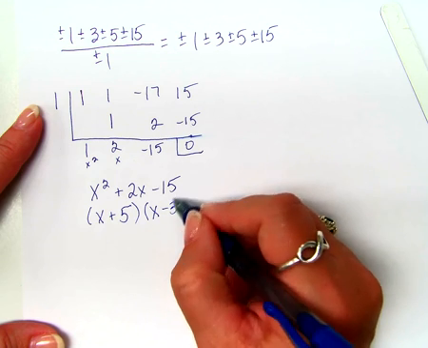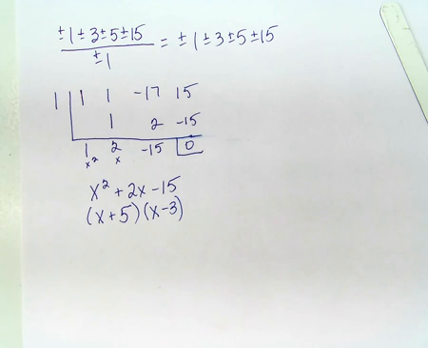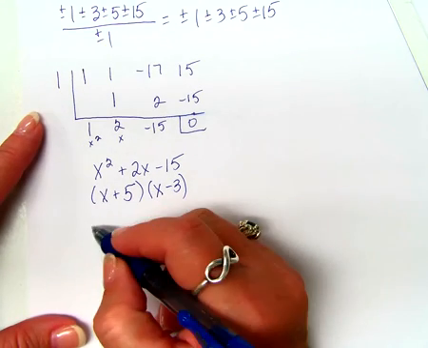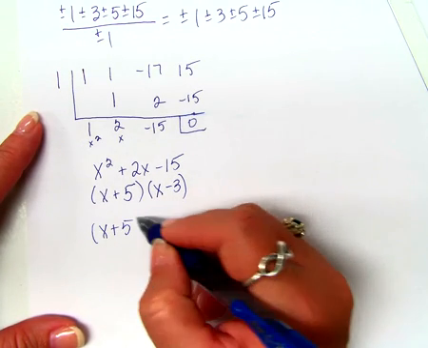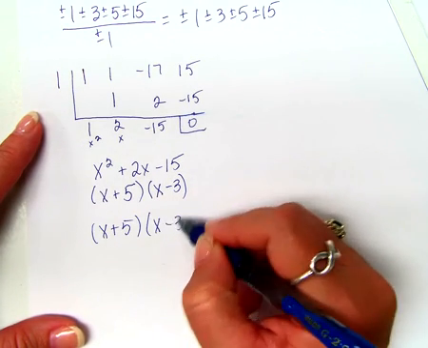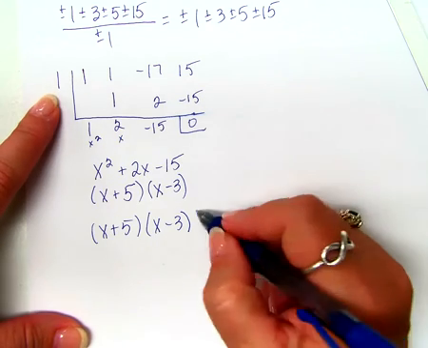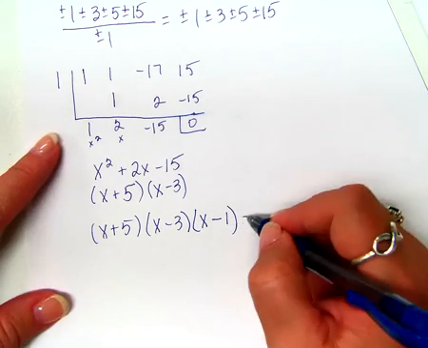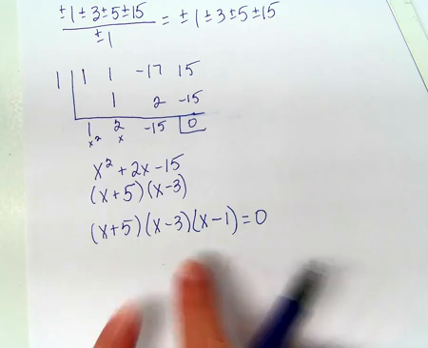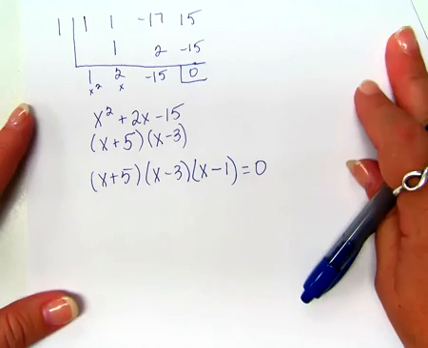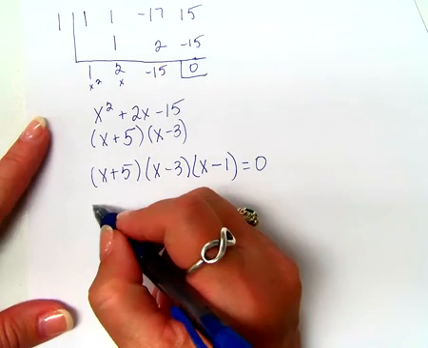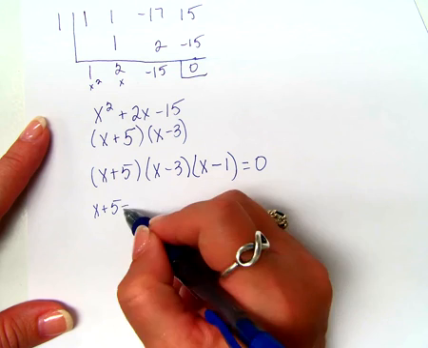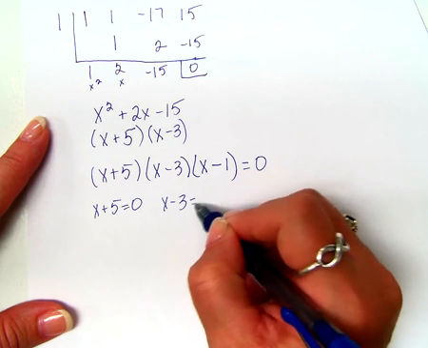Five and negative 3, right? So what are my factors? Well, x plus 5, x minus 3, and try one more time. X minus 1. Okay? So if these are my factors, how do I find my solutions? Set all of them equal to 0.